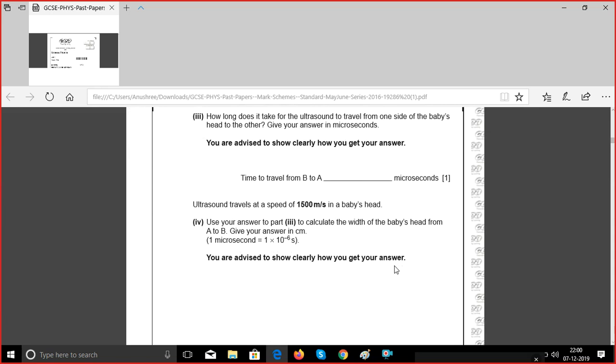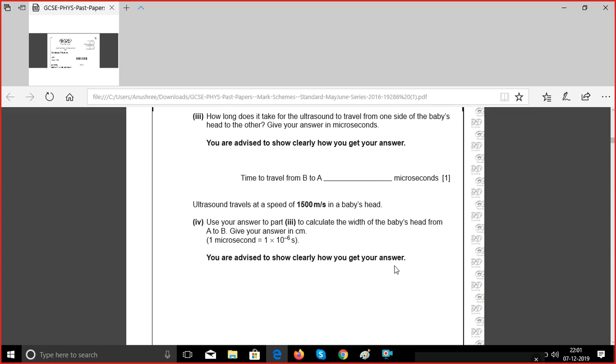Ultrasound travels at a speed of 1500 meters per second in a baby's head. Use your answer to part 3 to calculate the width of the baby's head from A to B. Distance is speed times time, and time was 60 microseconds. 1 microsecond is 1 times 10 to the minus 6 seconds.